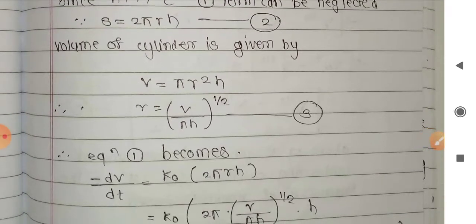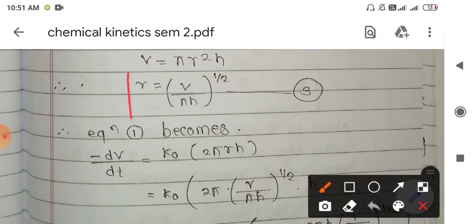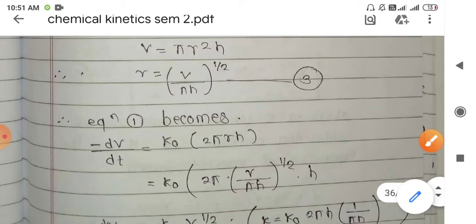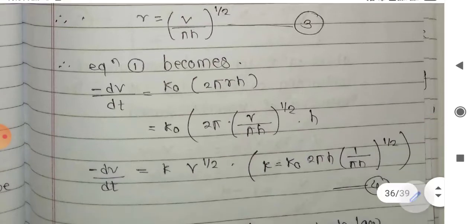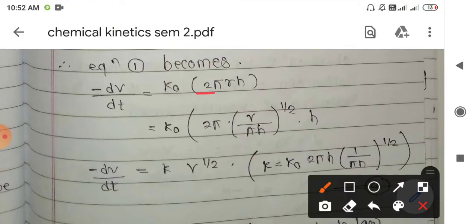The volume V is pi r square h, so r is equal to V upon pi h raised to 1 by 2. So we simply substitute the value of r into the given rate law, that is k0 into 2 pi r into h. Substituting this value for r, that is 2 pi into V upon pi h raised to 1 by 2, into h as it is.